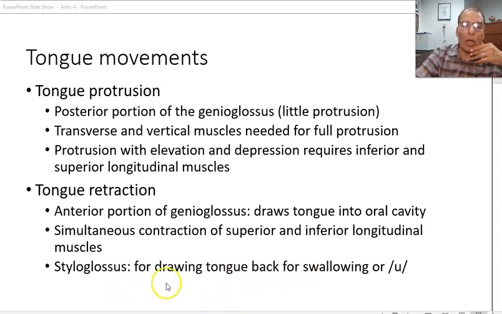The styloglossus will be needed to draw the tongue back for swallowing and for saying, for example, ooh. It contributes to that. When you elevate the tongue and pull it back for ooh or oh, and also for elevating for swallowing purposes, that is the styloglossus.